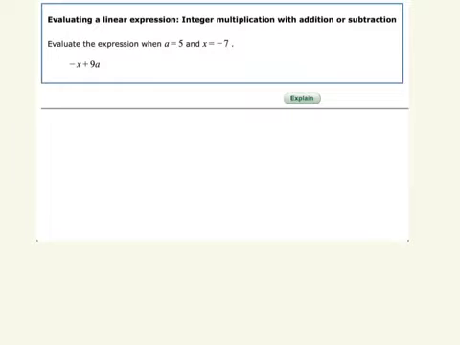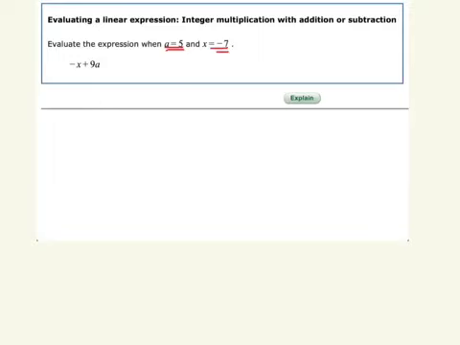Here is some help for evaluating a linear expression problem here on the ALEX program. We have done some work similar to this, and this expression is negative x plus 9a, and the creators of this problem are giving us the information, which will be very helpful, that a has a value of 5 and x has a value of negative 7. So all we need to do for this problem is to substitute the variables for their number equivalents.